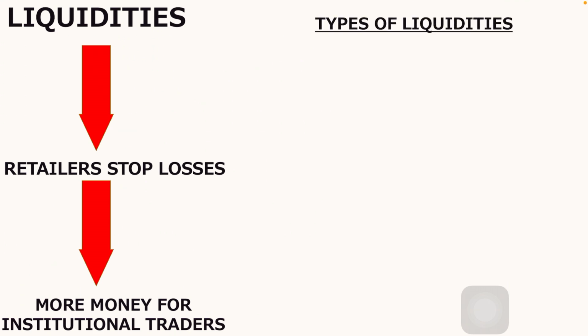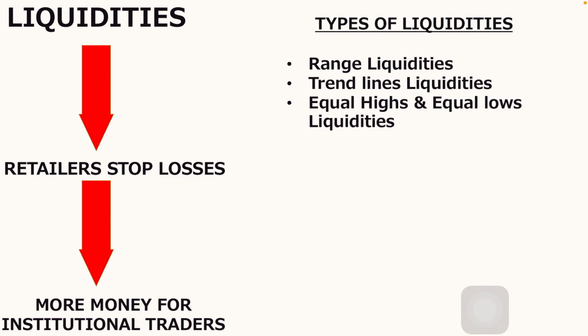I've actually explained last time the types of liquidities in that previous video. Please kindly check that video. That should be a foundation for this particular video. This is more advanced, because that video is just the elementary form of liquidity. With the types of liquidity, I explained that we have range liquidity, trend line liquidity, and equal highs and equal lows liquidity.